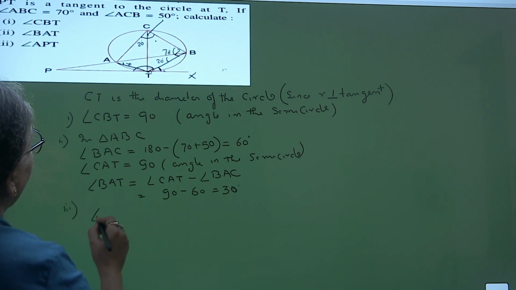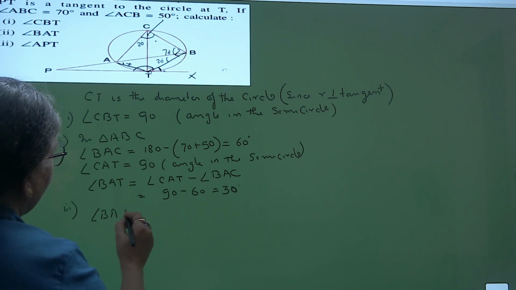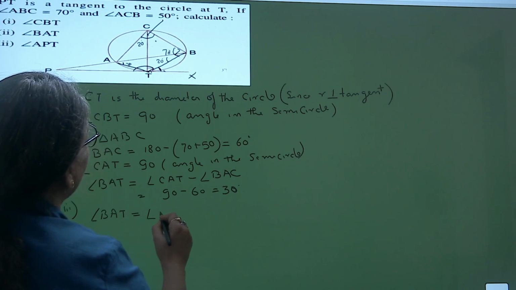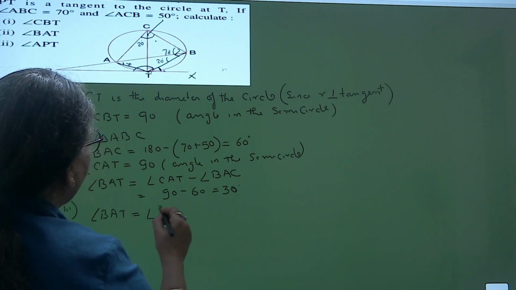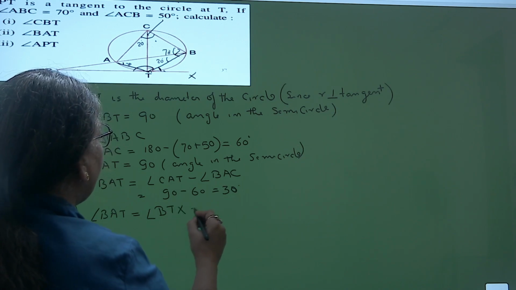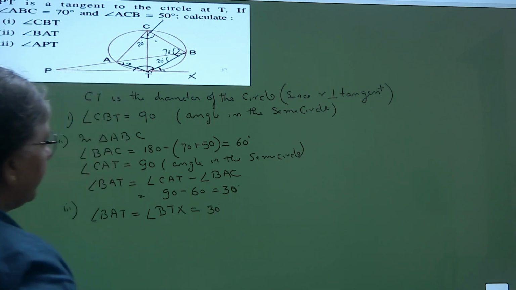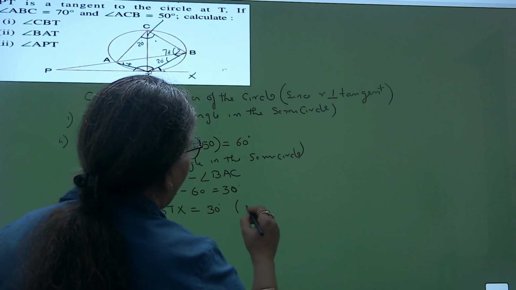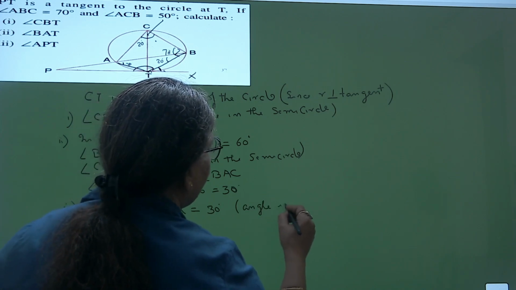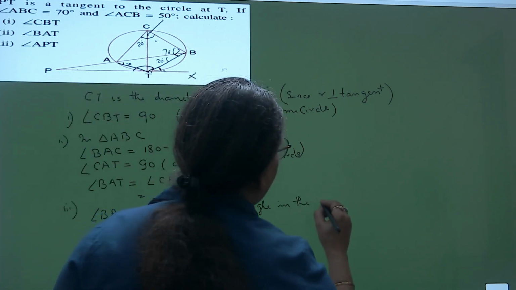We can write angle BAT is equal to angle BTX, and this will be equal to 30 degrees. Here you can write angles in the alternate segment.